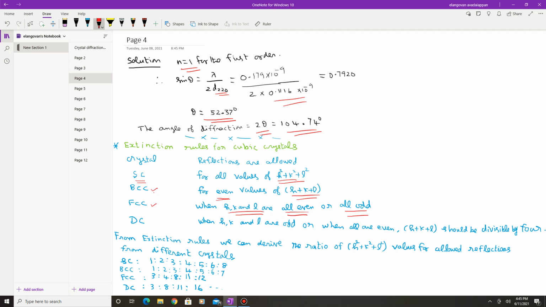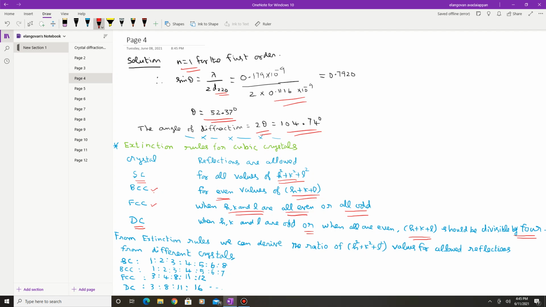So for BCC, the sum h plus k plus l must be an even number for an allowed reflection. For FCC, if you take the individual values h, k and l, they must all be even numbers or all odd numbers; only then are their reflections allowed. For a diamond cubic, when h, k, l are all odd or all even, the sum h plus k plus l should be divisible by 4.